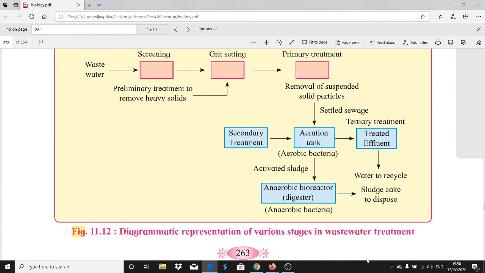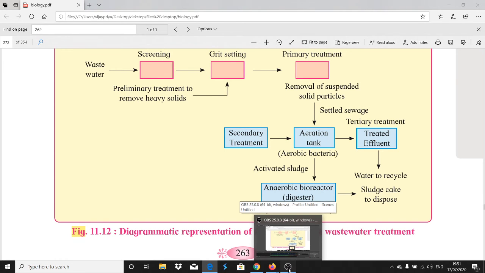So the next part is the biogas plant. We will study the biogas plant in the next session.